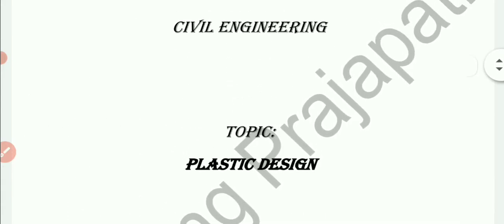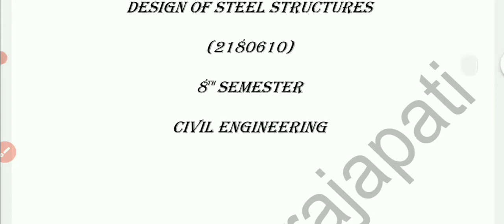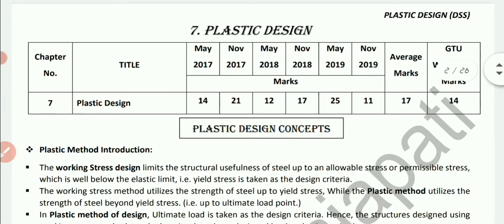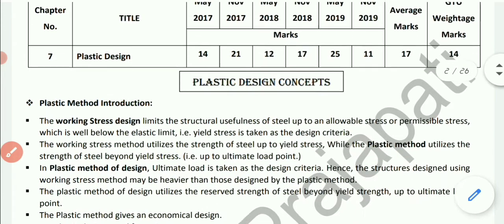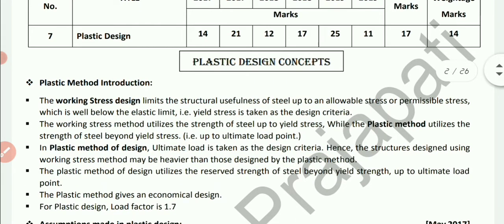Today we are going to discuss the topic of plastic design of the subject Design of Steel Structure, 8th semester Civil Engineering. Okay, so this is the exam weightage of the chapter. These are the marks of which it has been asked in the previous exams. First of all, let's start with the theoretical concept, starting with plastic design concept.